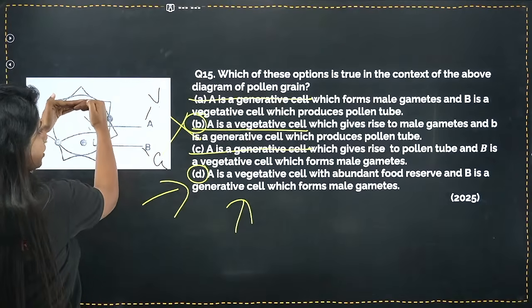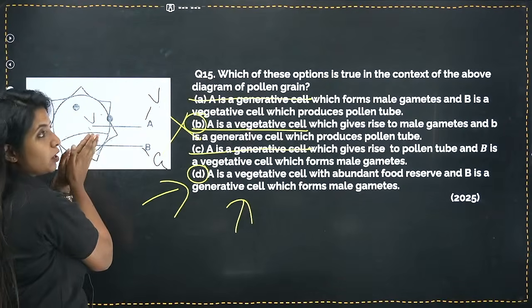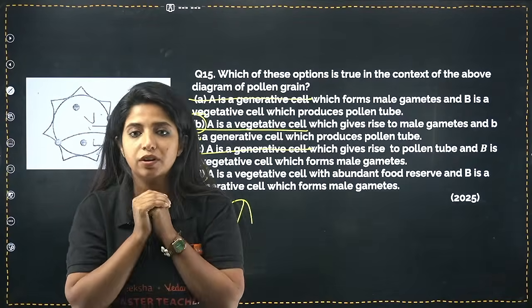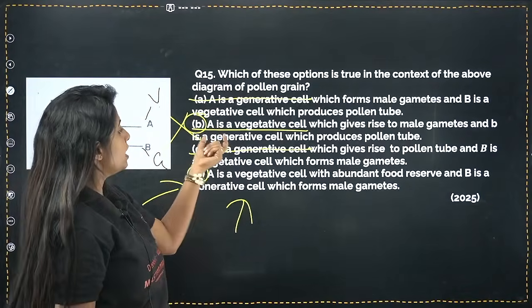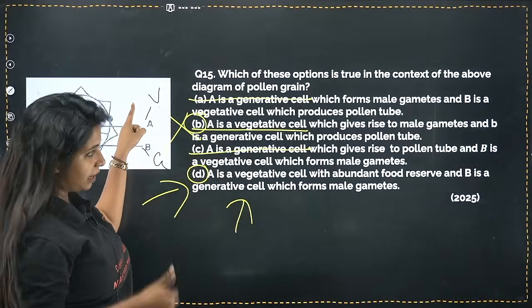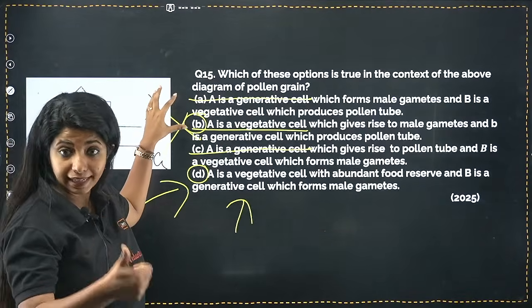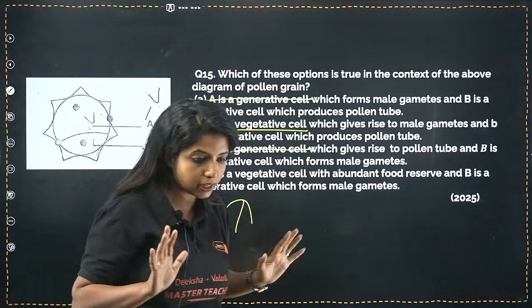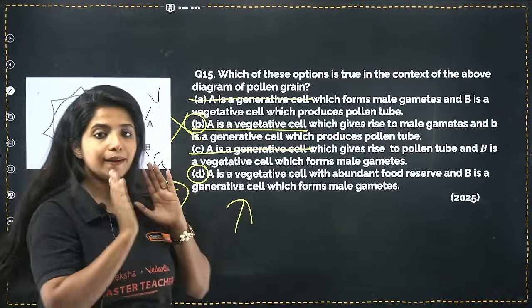The vegetative cell over here is going to help in the development of the generative cell, because the generative cell will form the gametes. So it provides nourishment to the generative cell. Here it is written, A is vegetative. Correct. And it has abundant food reserve. Yes. And B is generative, which forms the male gametes. That is also correct, which is why your answer for this question is going to be D.